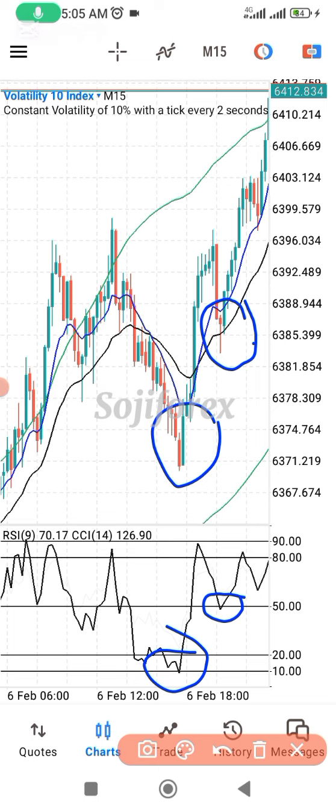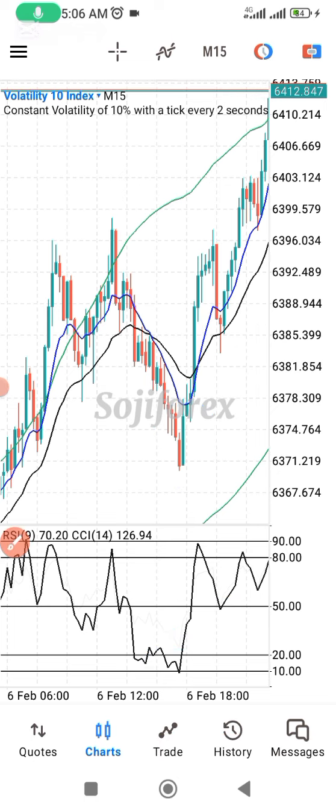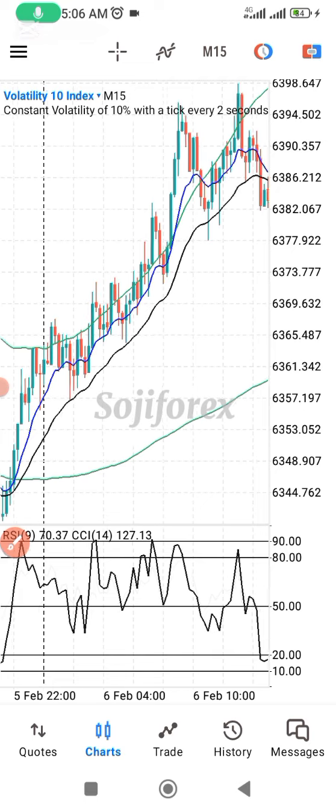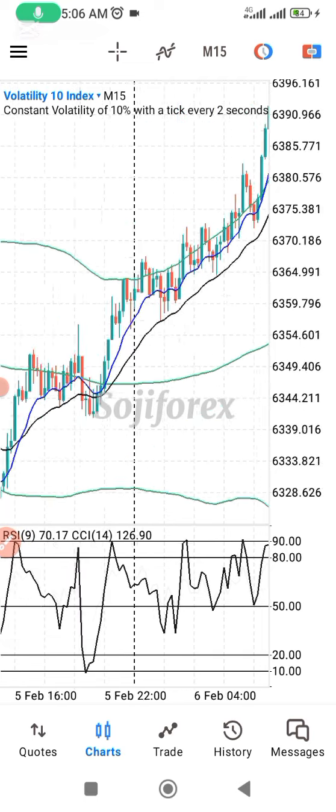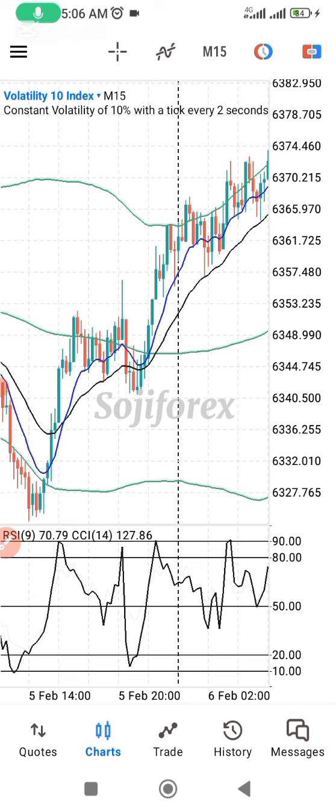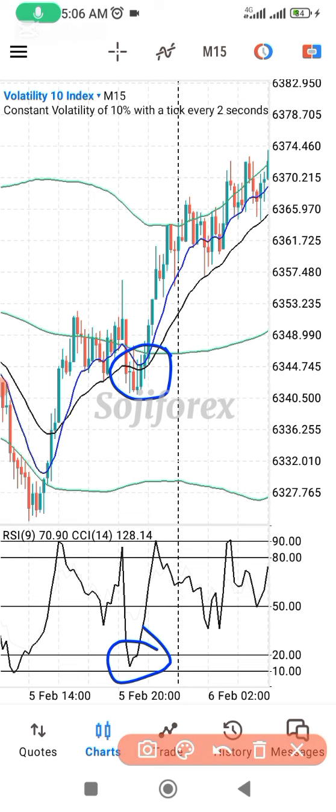So when you keep repeating this, you are following the trend and you are avoiding price manipulation. So this is my favorite strategy.